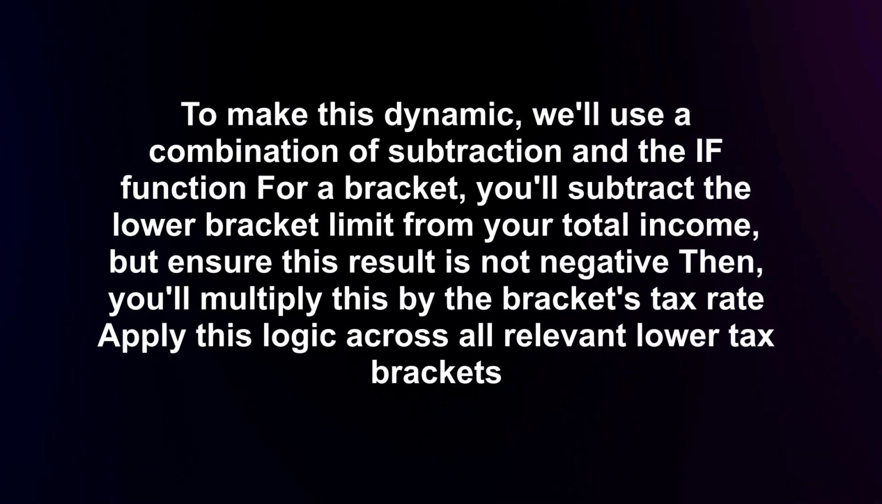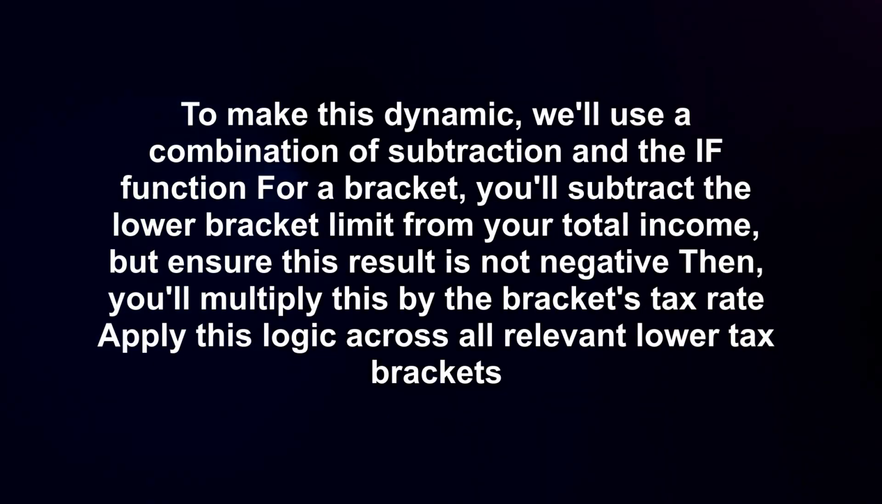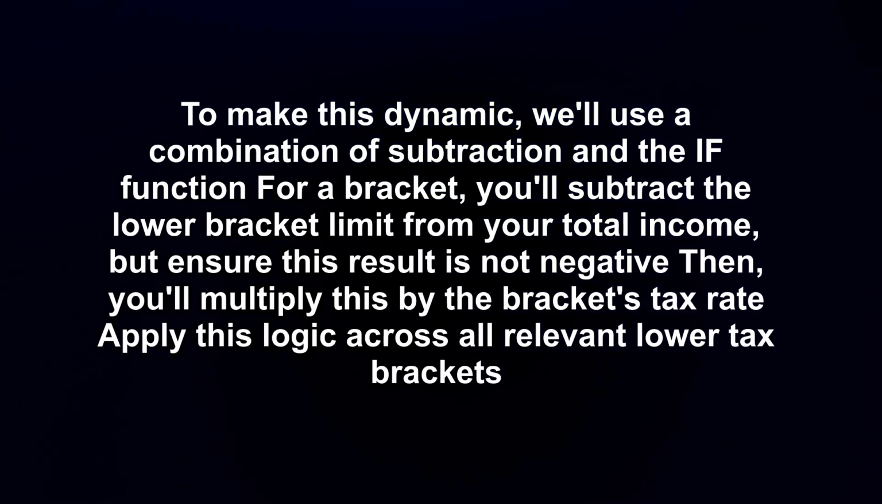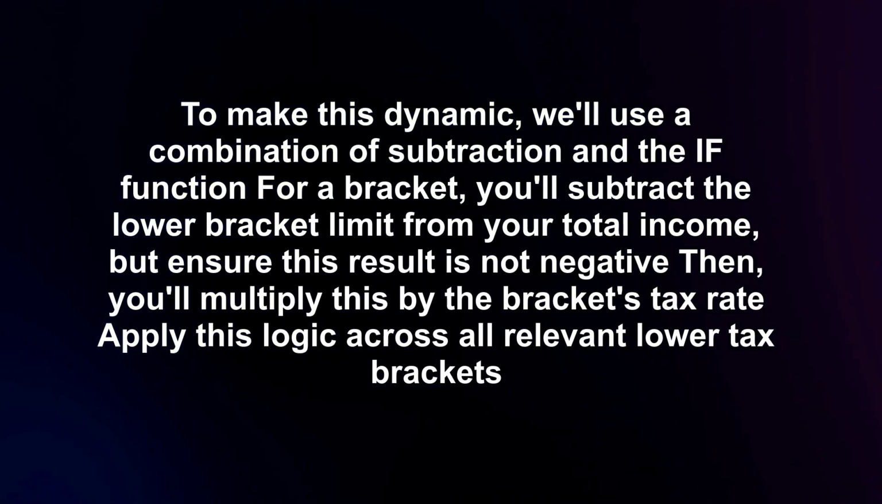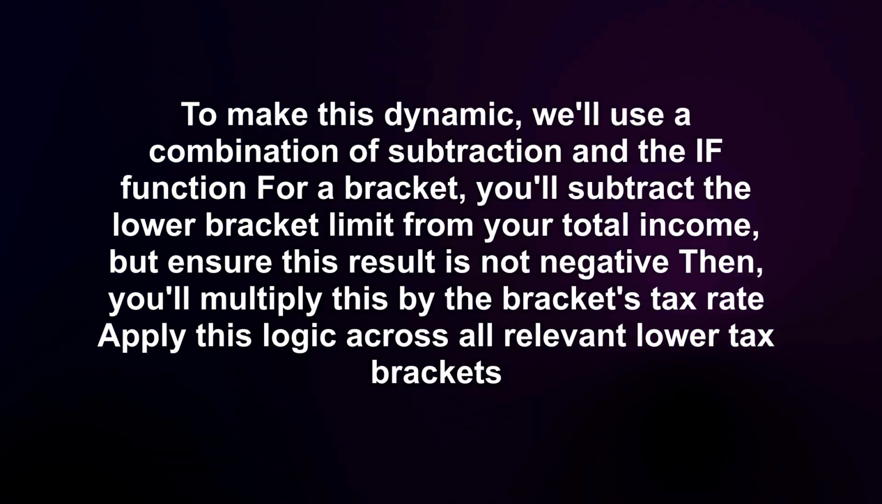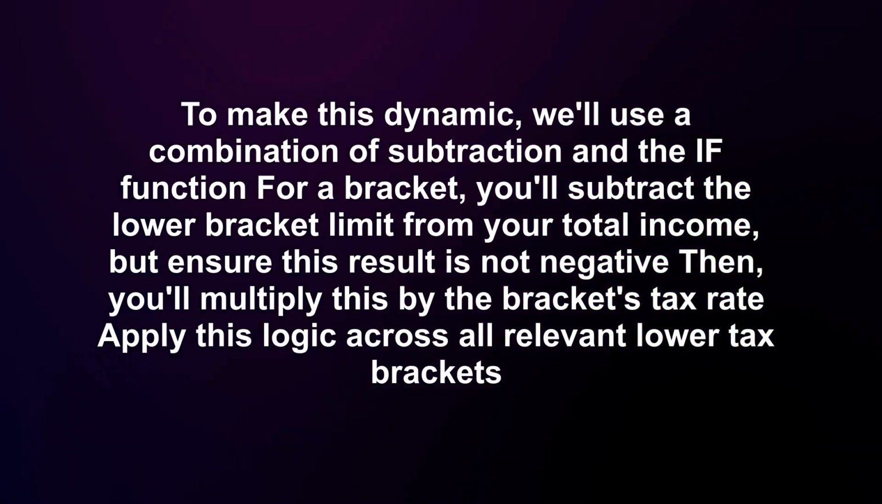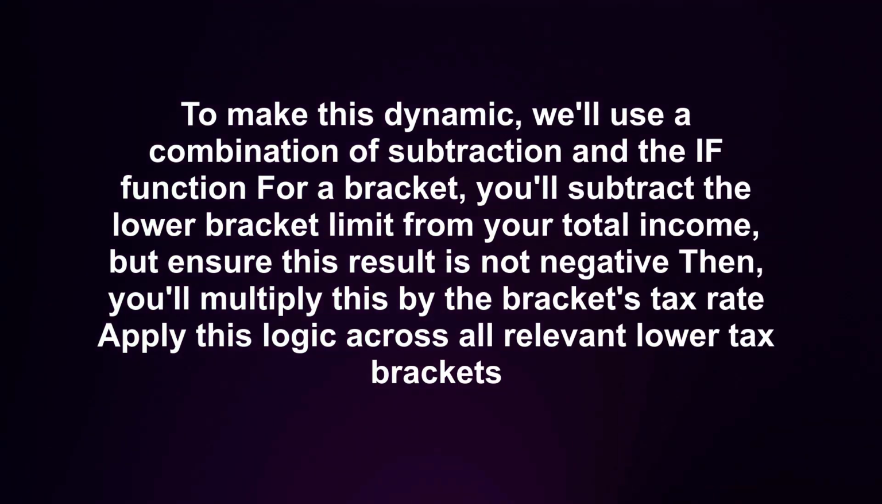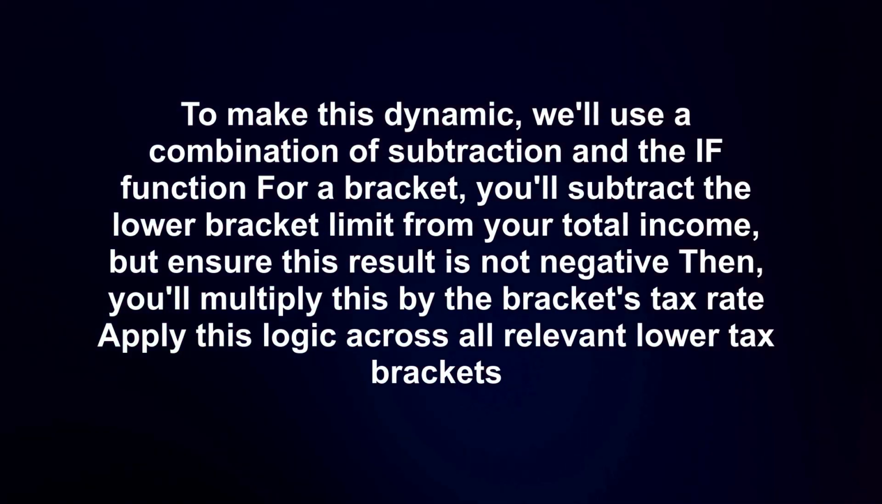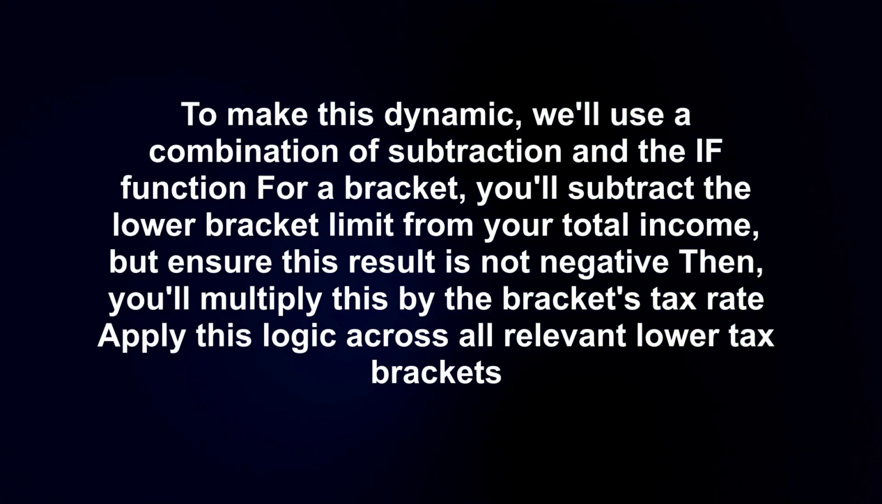To make this dynamic, we'll use a combination of subtraction and the IF function for a bracket. You'll subtract the lower bracket limit from your total income, but ensure this result is not negative. Then, you'll multiply this by the bracket's tax rate. Apply this logic across all relevant lower tax brackets.